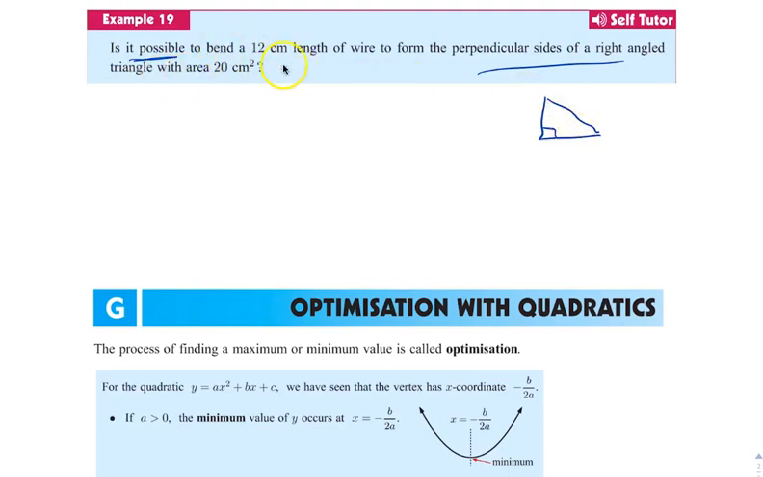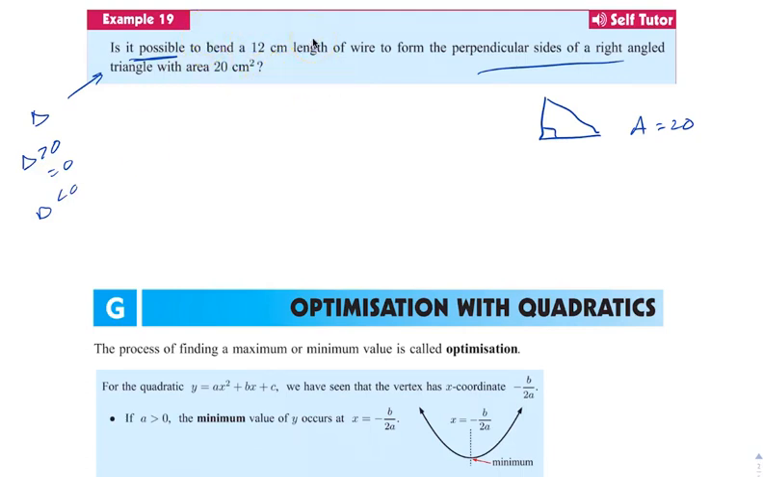So is it possible? So area equals 20. When it asks is it possible, it's generally a hint that it's going to be the discriminant. Is the discriminant greater than 0? Is it equal to 0? Is it less than 0? If it has one solution, it'll be equal to 0. If it has two solutions, it'll be greater than 0. If it's not possible, it'll be less than 0. So let's try to solve this.